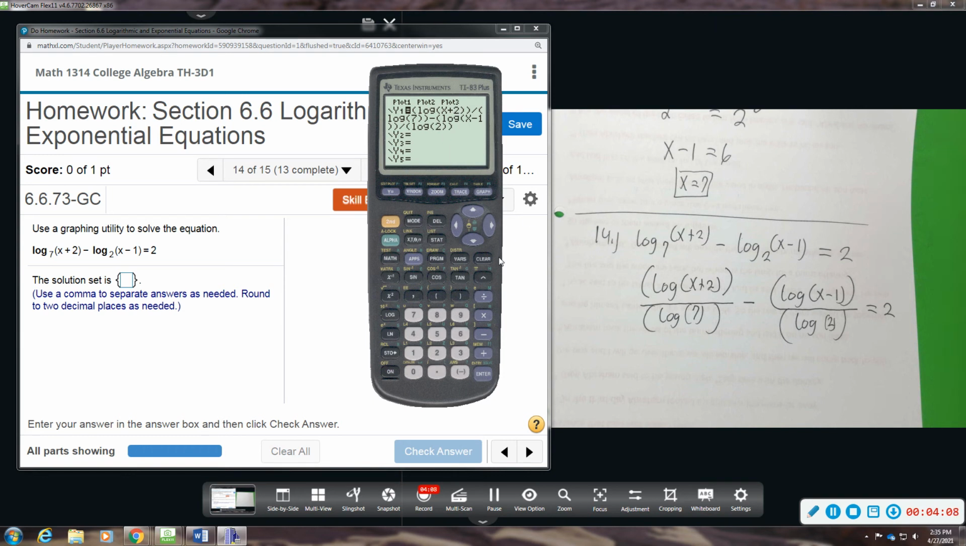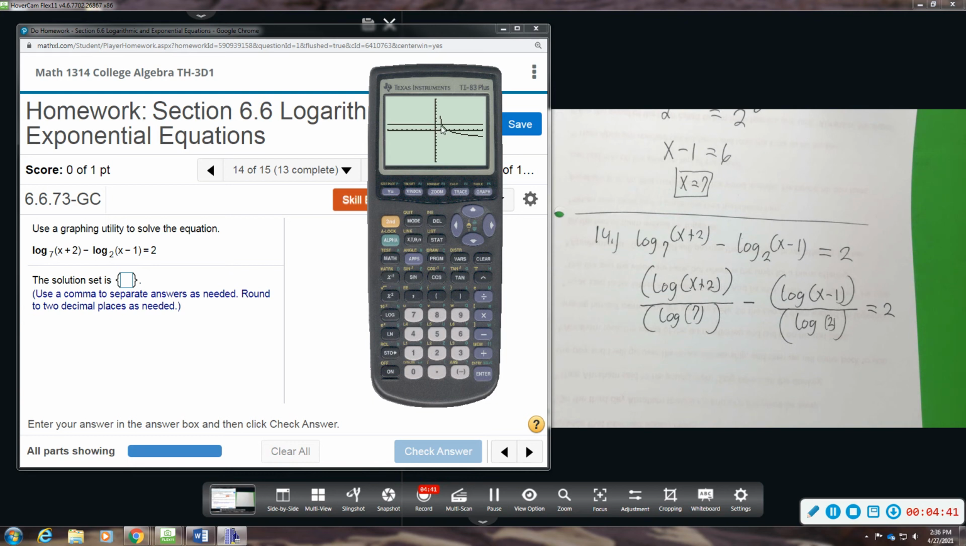You can have any base as long as they're all the same. All right, once we do that, I'm going to go down to y2, and I'm going to put the other side of the equation in, the number 2. So you've got to be very careful, double check, make sure you got everything right. We have log x plus 2 divided by log 7, then minus log x minus 1 divided by log of 2. All right, I'm going to graph. So this is the picture I get. These two lines intersect. That is the solution that I'm looking for.